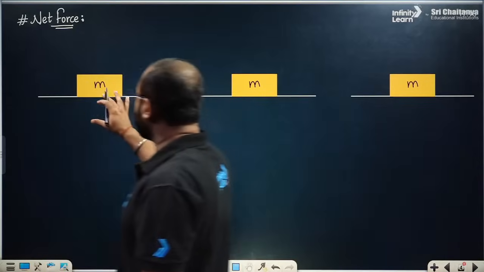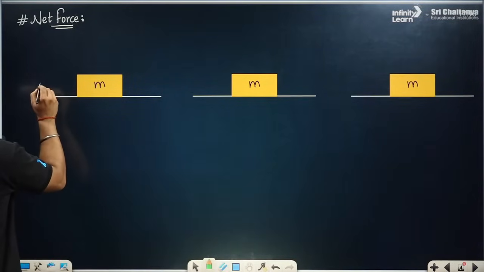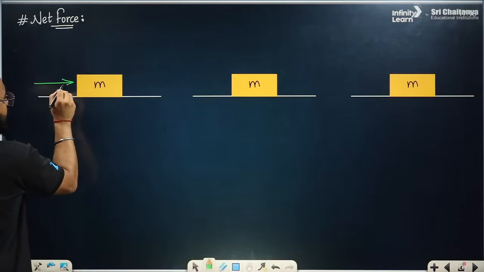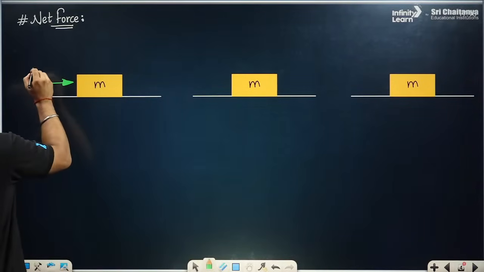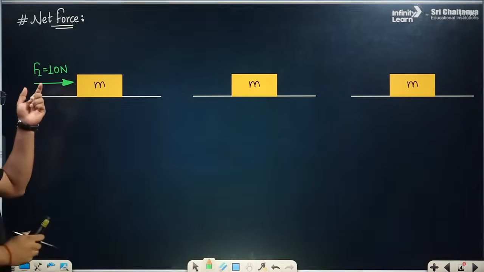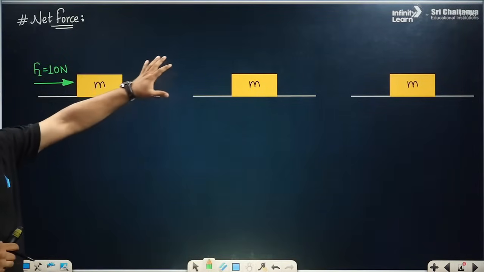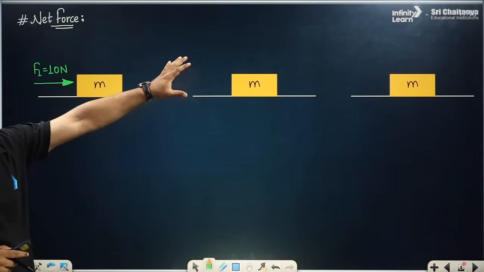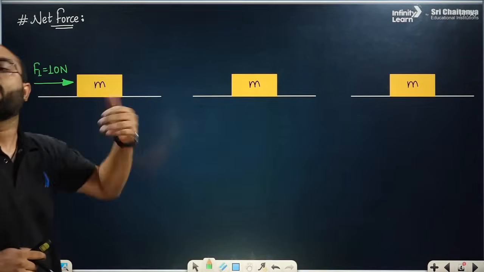So let us consider the first figure where a body is lying on a particular surface. If we are applying a force in this particular direction, as I believe you are able to see, suppose this force is F1, applying 10 Newton of force. Then the body will start moving in this direction, as we know, basic logic, and it will move with a speed according to the 10 Newton.